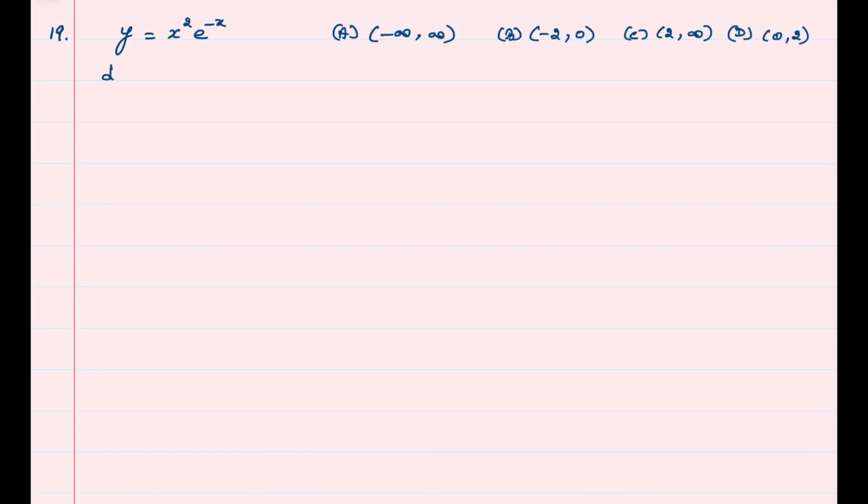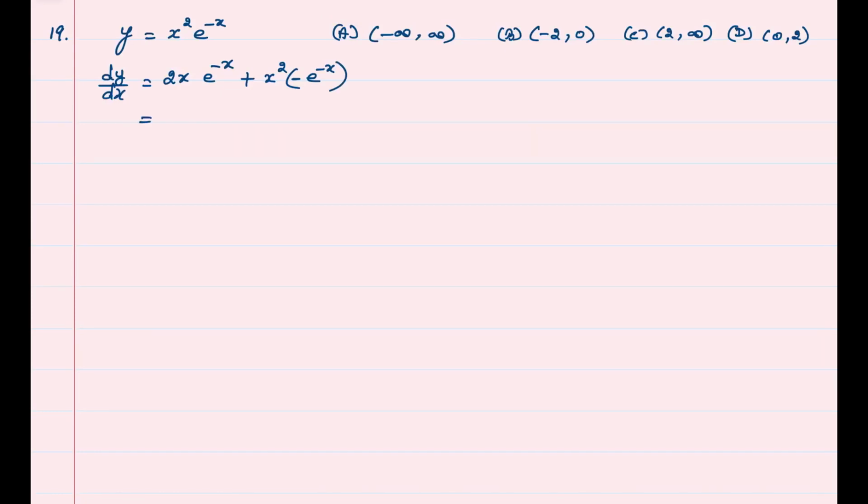Question 19. The interval in which y equal to x square times e raised to minus x is increasing is. The intervals are minus infinity to infinity, minus 2 to 0, 2 to infinity and 0 to 2. Let us find dy by dx. We have to apply product rule. 2x times e raised to minus x plus x squared times derivative of e power minus x, which is e power minus x into minus 1.